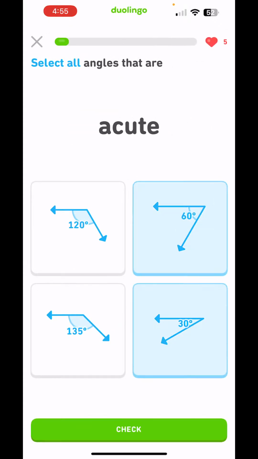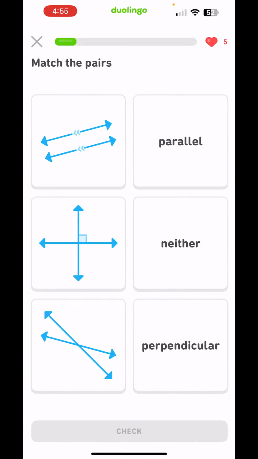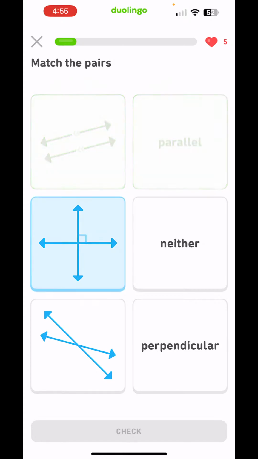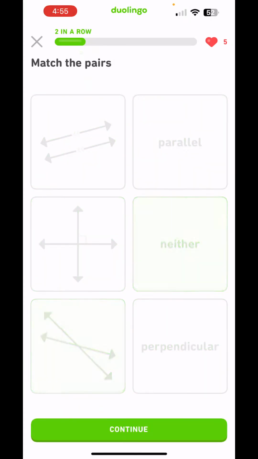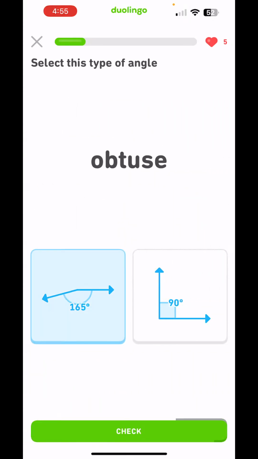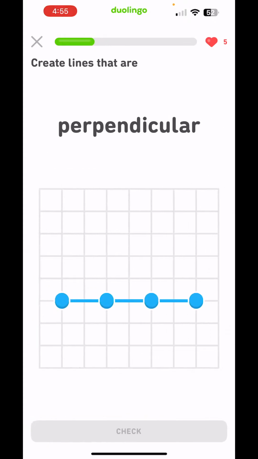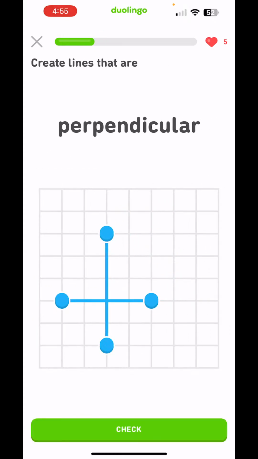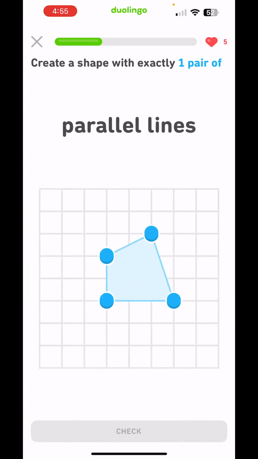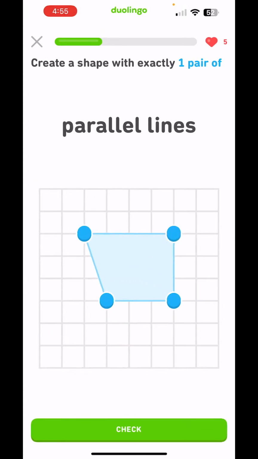All right, we have our acute angles, parallel, perpendicular, neither, obtuse, perpendicular. Oh, what is this? Perpendicular. Just move you right there. Parallel lines. Oops, there we go.